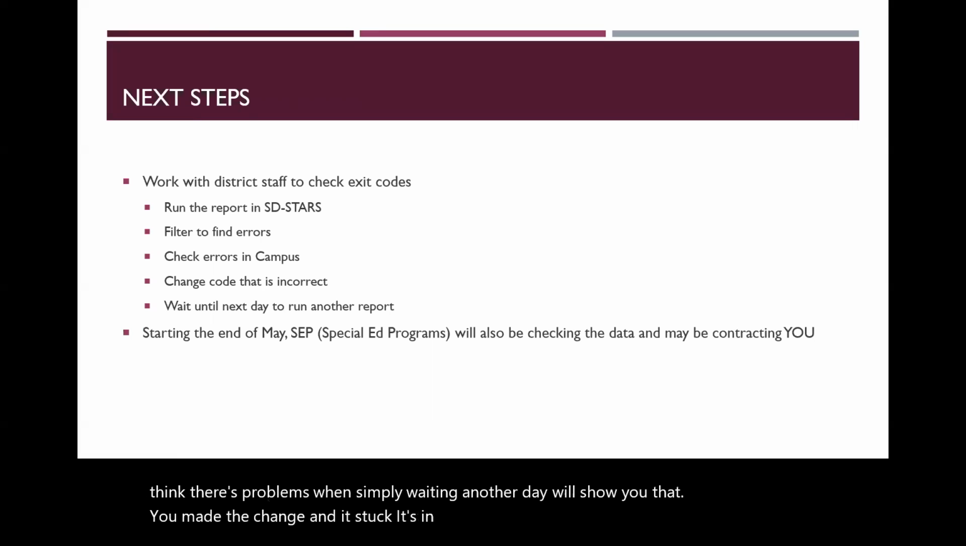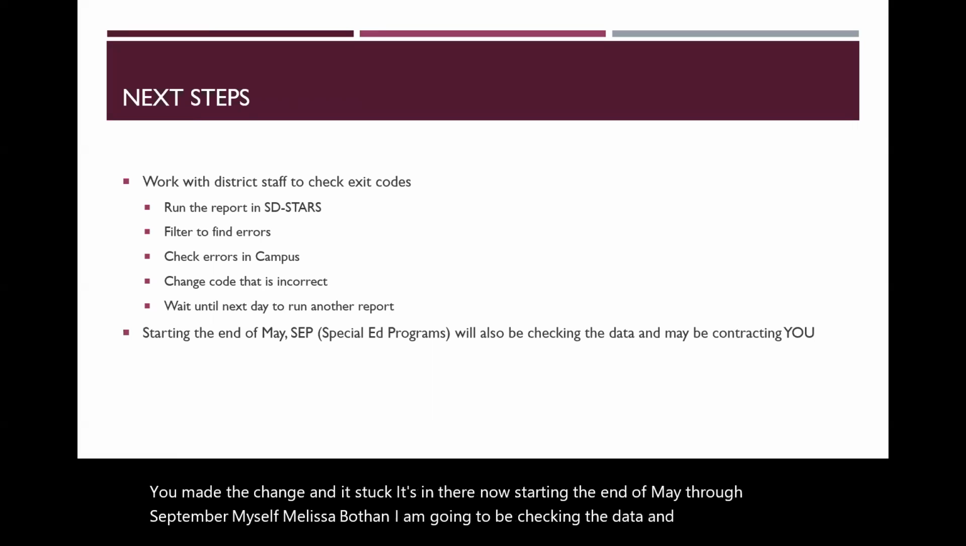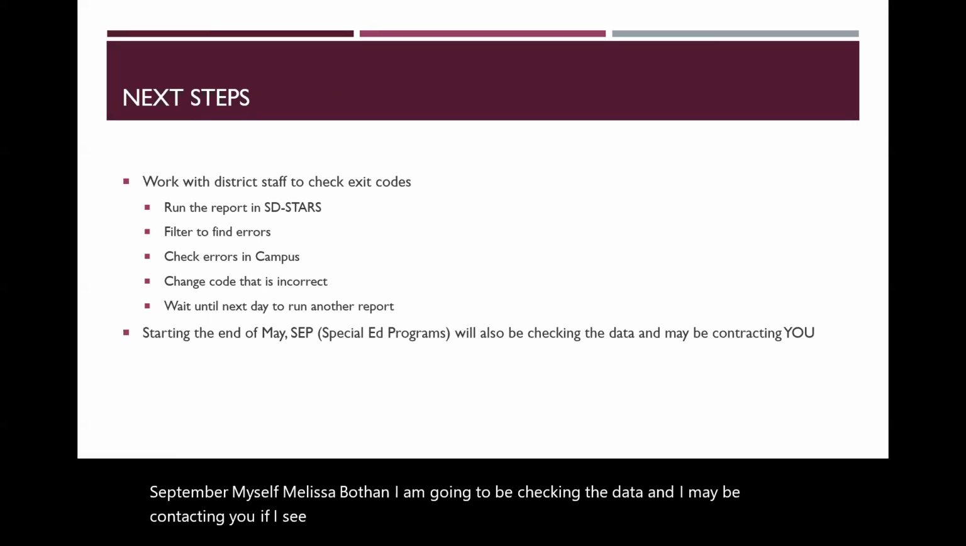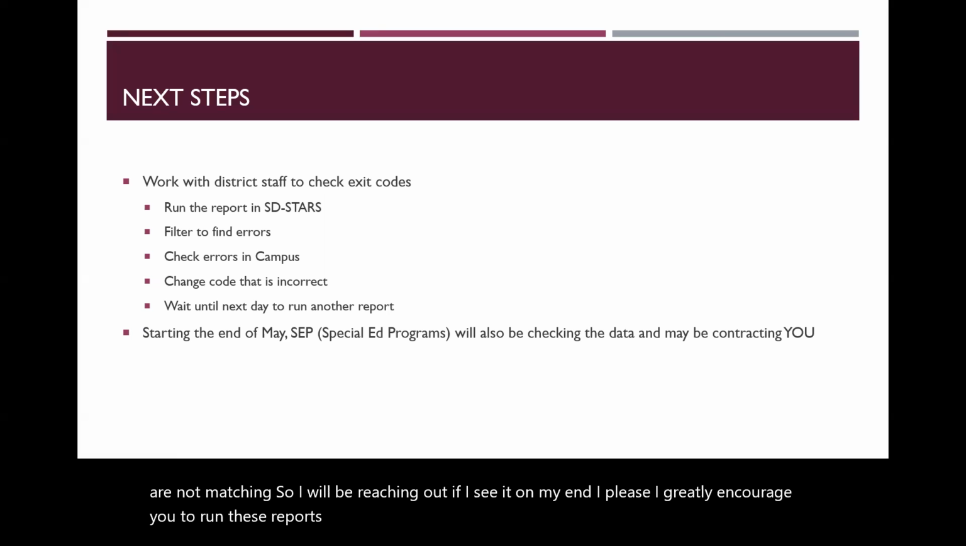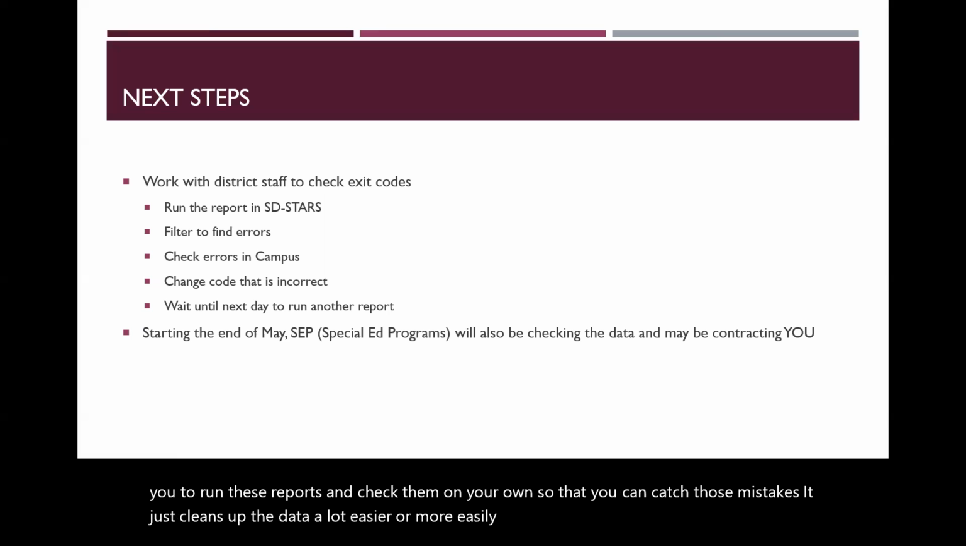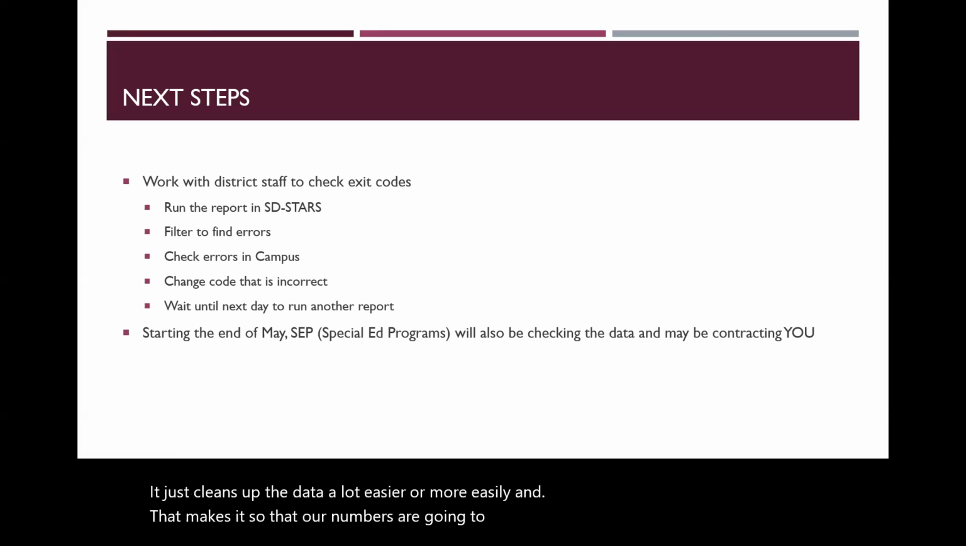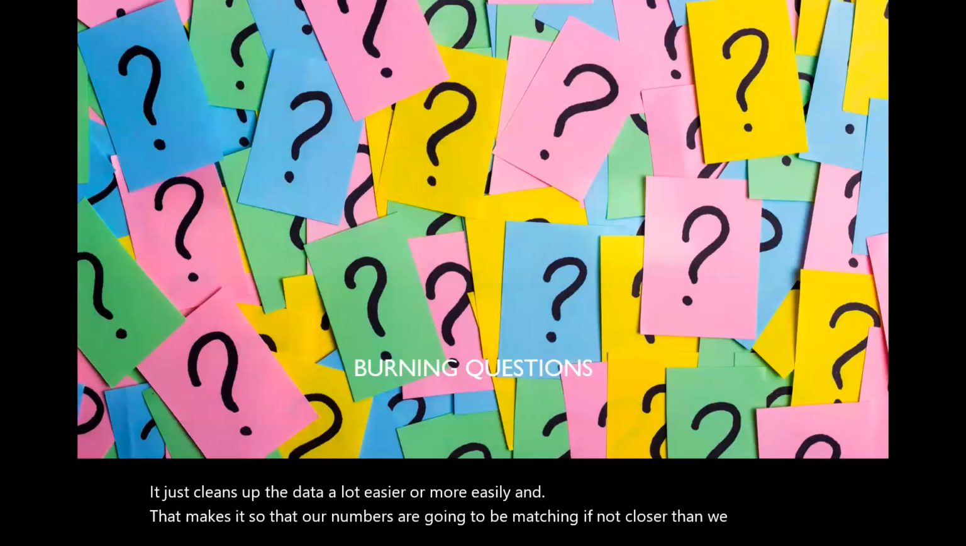Now, starting the end of May through September, myself, Melissa Bothan, I am going to be checking the data, and I may be contacting you if I see any discrepancies or exit codes for general and special education that are not matching. So I will be reaching out if I see it on my end. Please, I greatly encourage you to run these reports and check them on your own so that you can catch those mistakes. It just cleans up the data a lot more easily, and makes it so that our numbers are going to be matching, if not closer than we have been previous years.